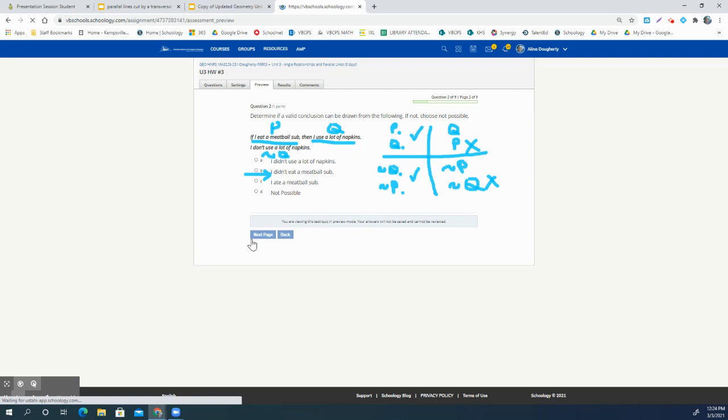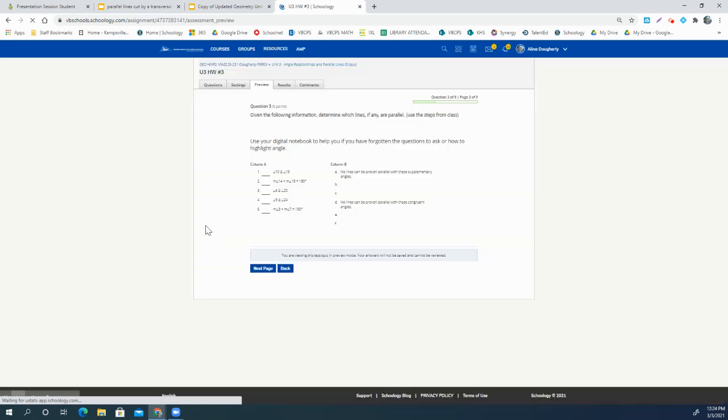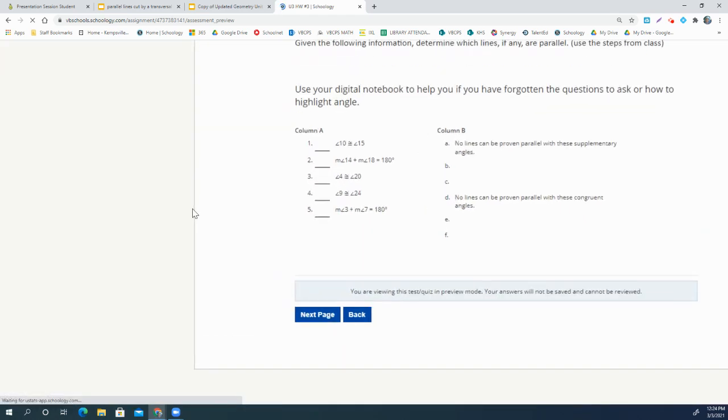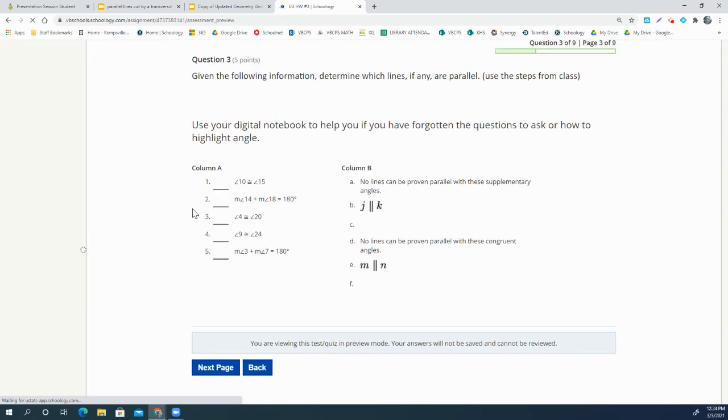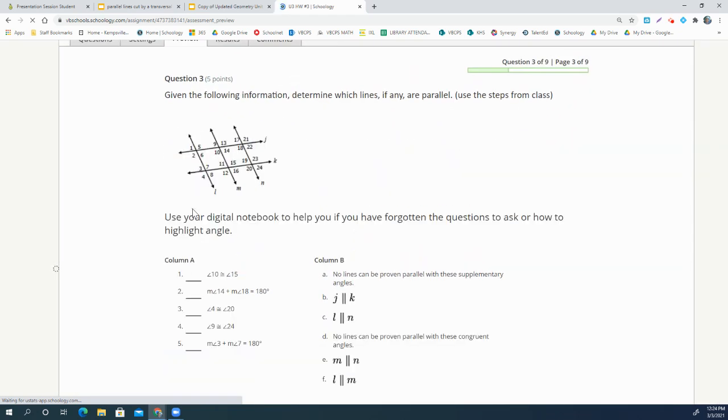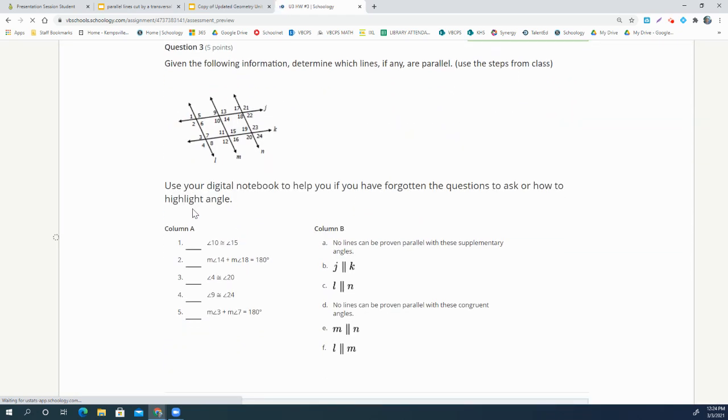Question number 3. Trying to get the whole homework done. Got about 11 minutes, 10 minutes really. Schoology is going to eat up half of that with buffering. All right. Use your digital notebook if you've forgotten how to do this, but given that following picture, so this is what we did today. If I have 10 and 15, 10 and 15, which lines are parallel?